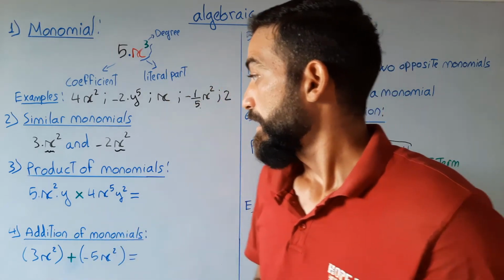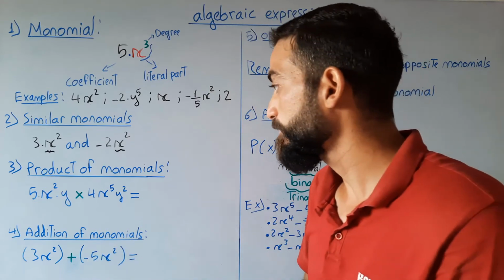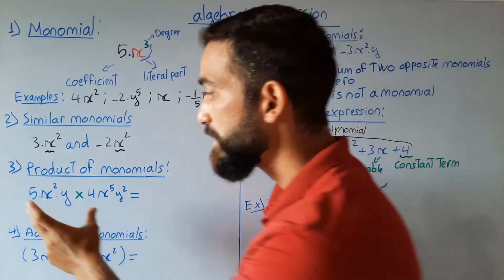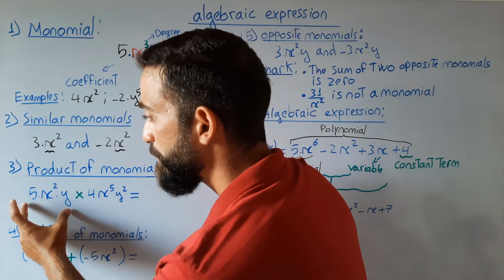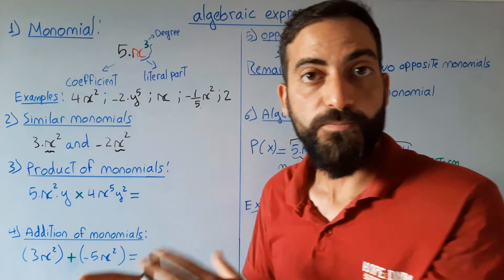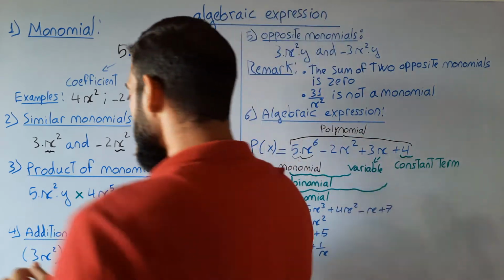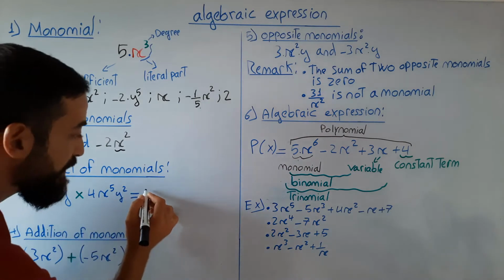We multiply the coefficients. The coefficient of the first monomial is 5. The coefficient of the second monomial is 4. So we multiply the coefficients: 5 times 4 equals 20.